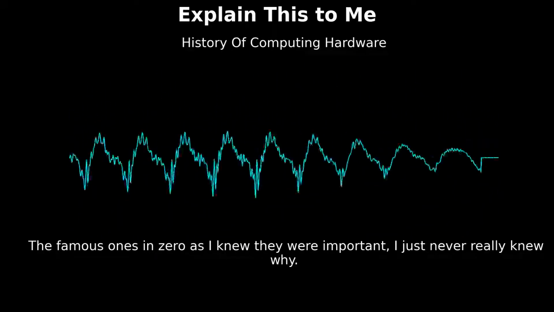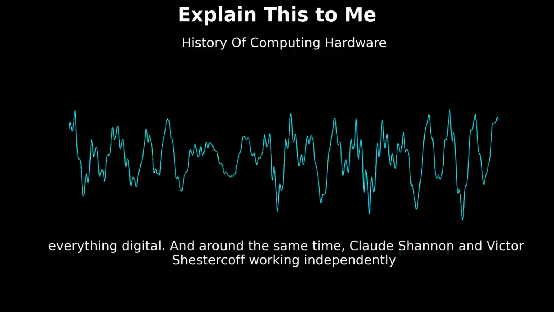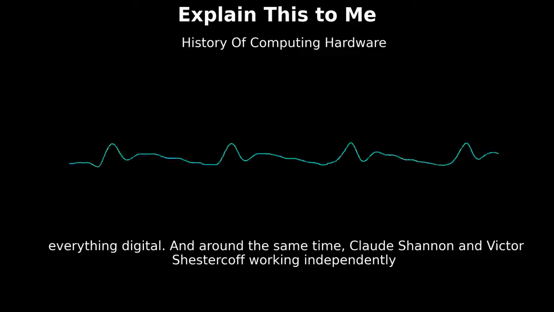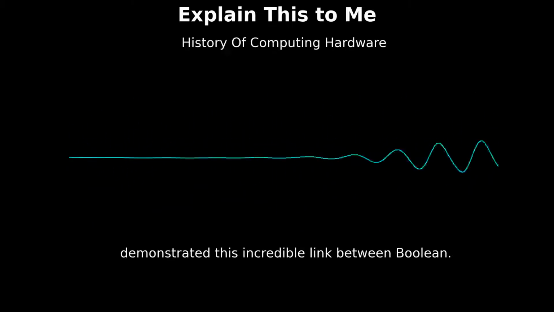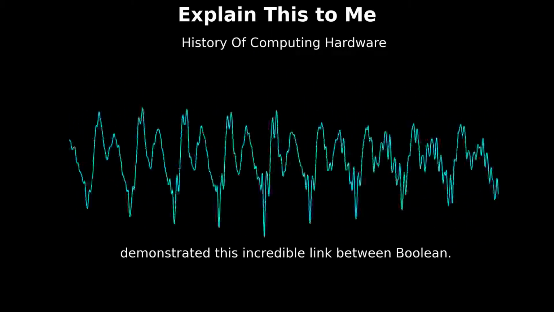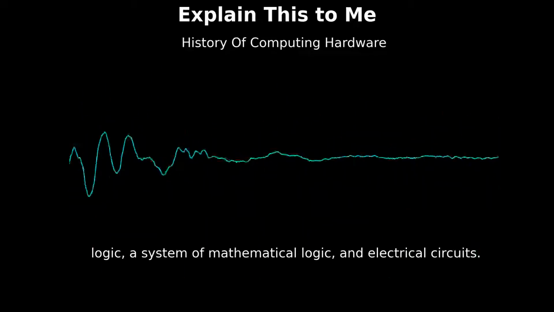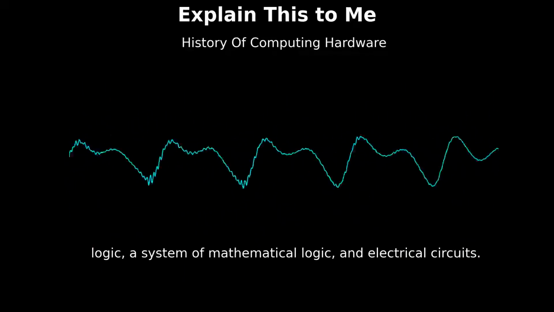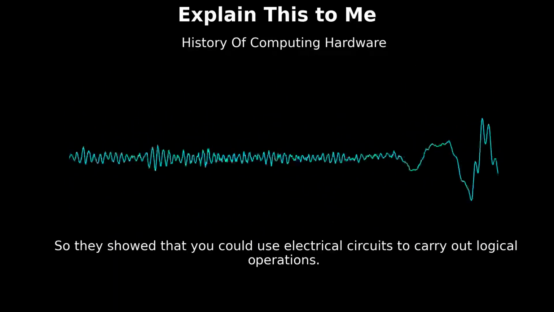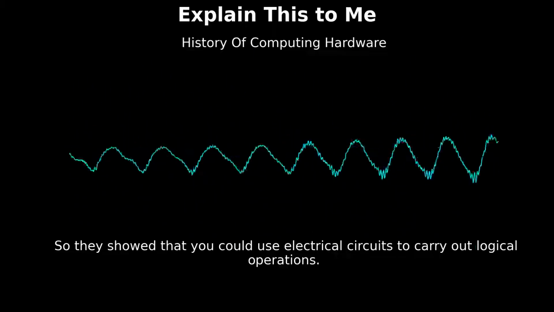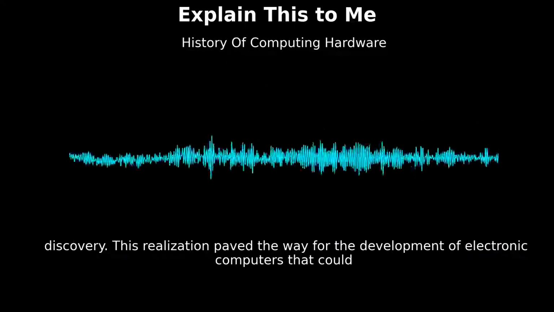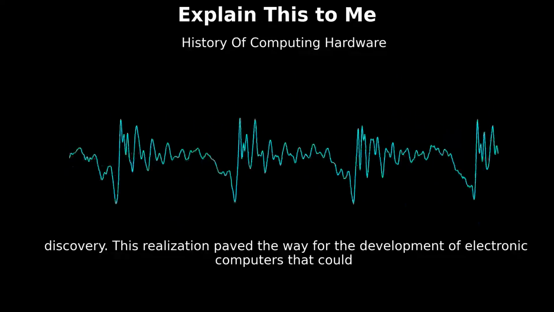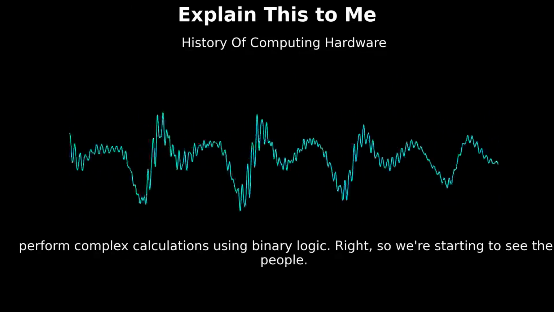And around the same time, Claude Shannon and Viktor Shestakov, working independently, demonstrated this incredible link between Boolean logic, a system of mathematical logic, and electrical circuits. So they showed that you could use electrical circuits to carry out logical operations. It was a monumental discovery. This realization paved the way for the development of electronic computers that could perform complex calculations using binary logic. Right, so we're starting to see the pieces come together.